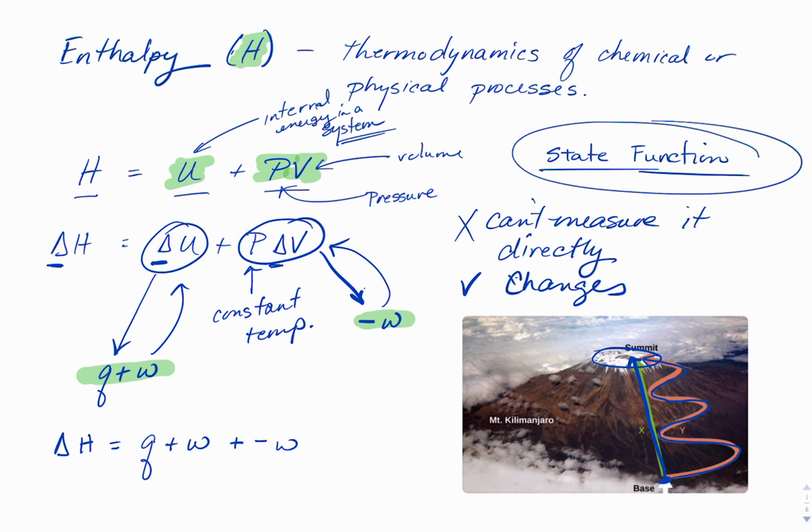And if that's true, then the two W's cancel, and the delta H at constant pressure is actually equal to Q. And Q is the value that we have been measuring in calorimetry. So delta H at constant pressure for chemical reactions is equal to Q. So this is how they relate to one another.